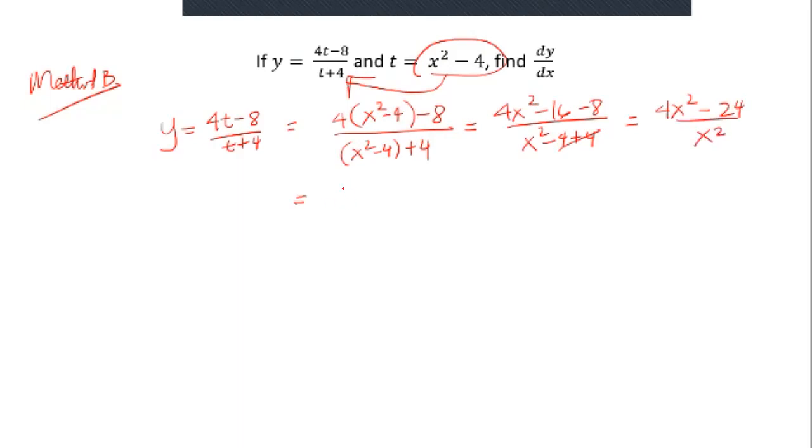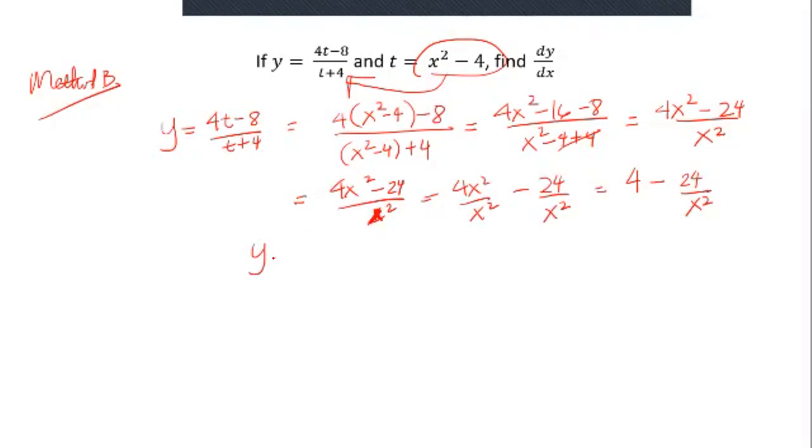Let's write it here because this can still be simplified. Since we have a common denominator, this is 4x squared over x squared, distributing the common denominator. So we have 4 minus 24 over x squared. So this is now your y, in terms of x. From here, let's take the derivative. So this is just two steps: we express it in terms of x in the first step, and then in the second step, we get the derivative.